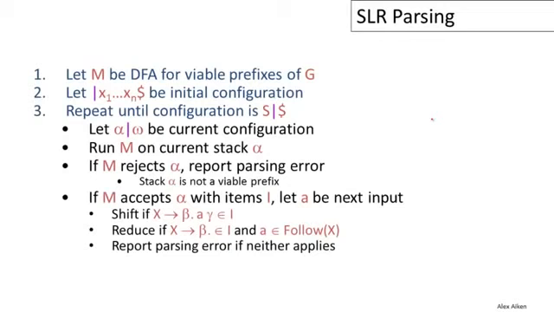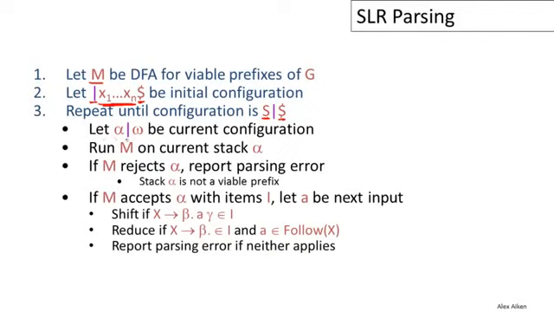So now we're ready to give the algorithm for SLR parsing. M is our parsing automaton that recognizes viable prefixes. The initial configuration is going to be with the vertical bar all the way to the left, so the stack is empty. This is our full input, and we append $ to indicate the end of the input. And now we're going to repeat until the configuration has just the start symbol on the stack and $ in the input, meaning all the input is gone, and we have reduced the entire input to the start symbol.